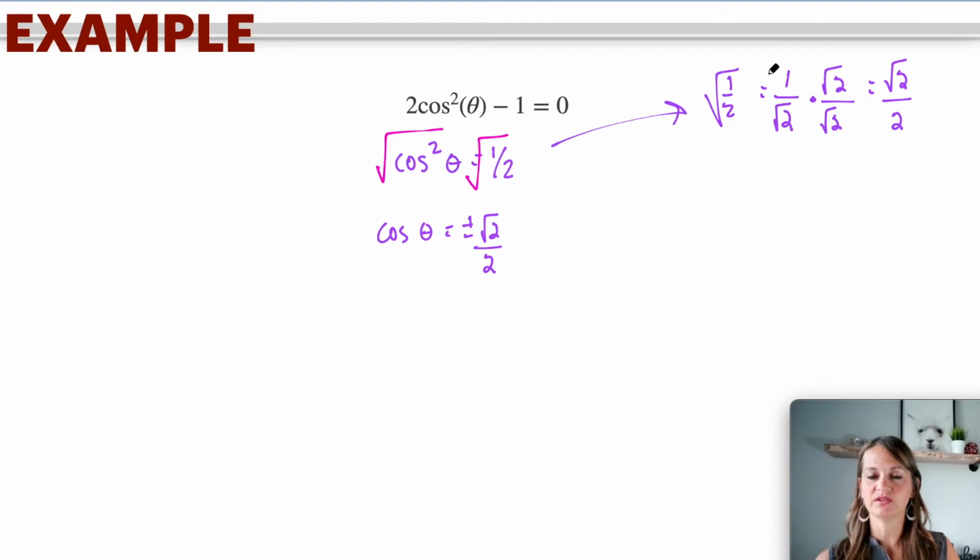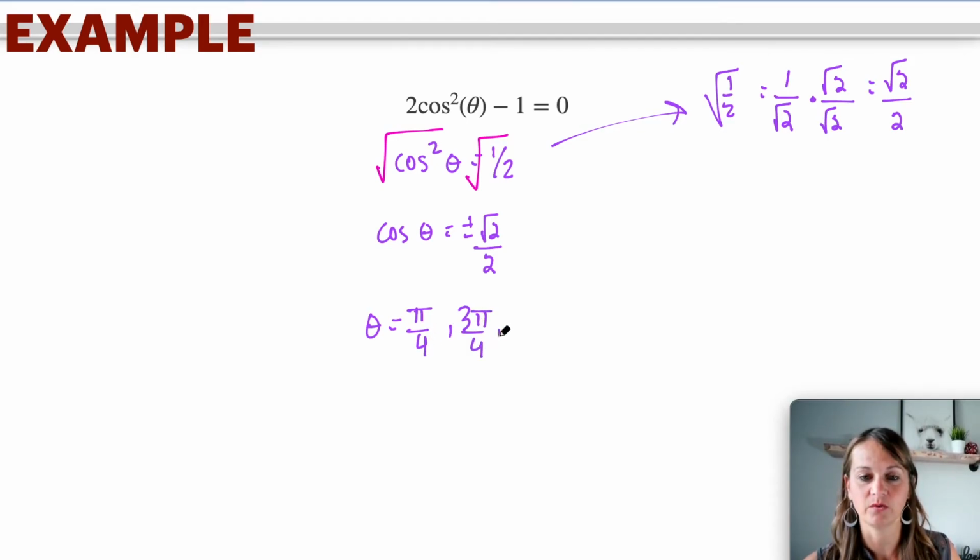Because 1 over the square root of 2 is not on the unit circle. Well, it is. You just don't notice it because it doesn't look like that. It actually looks like square root of 2 over 2. So where is your x value, the square root of 2 over 2, and the negative of it? And that happens at the pi over 4s. So you have pi over 4, 3 pi over 4, 5 pi over 4, and 7 pi over 4.